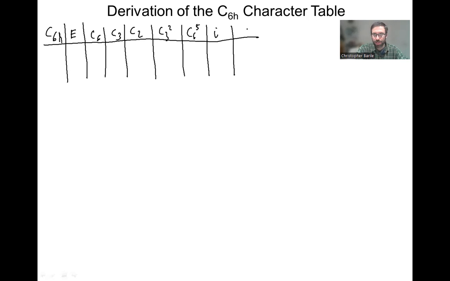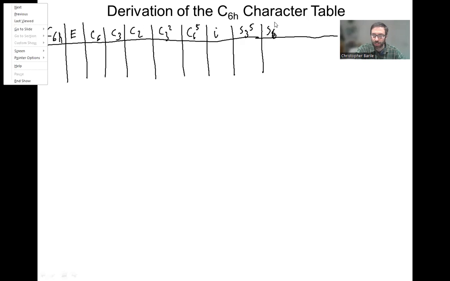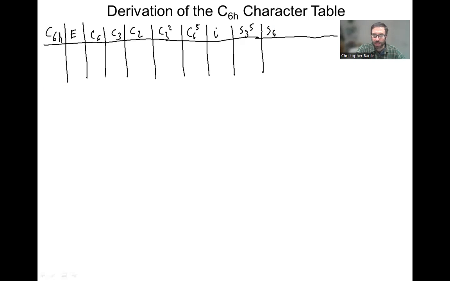We have the inversion operation. We have S3-5, and the ordering in which you put these doesn't matter. I'm doing it the standard way, but you could put proper rotations up here, you could jumble these all around. That's totally arbitrary. S6-5 times. We have a sigma H in this molecule, as the H implies in C6H. We have an S6, and lastly, we have an S3.